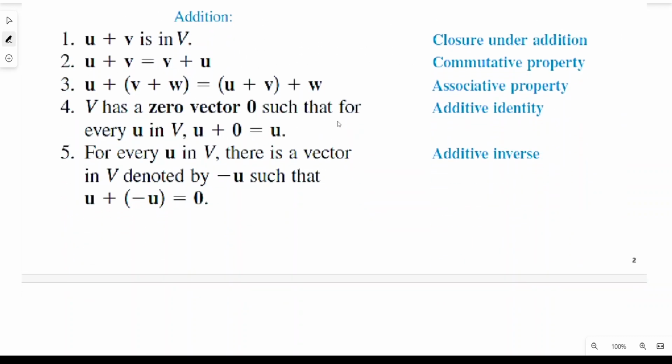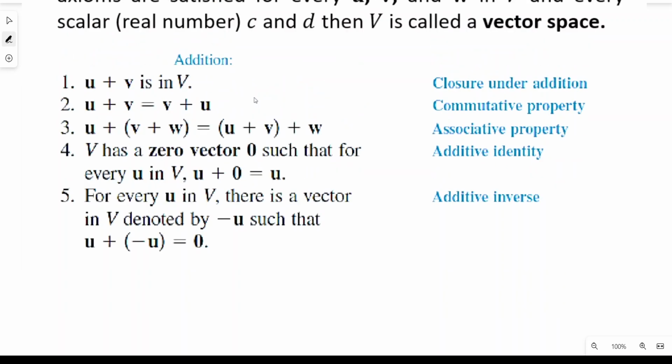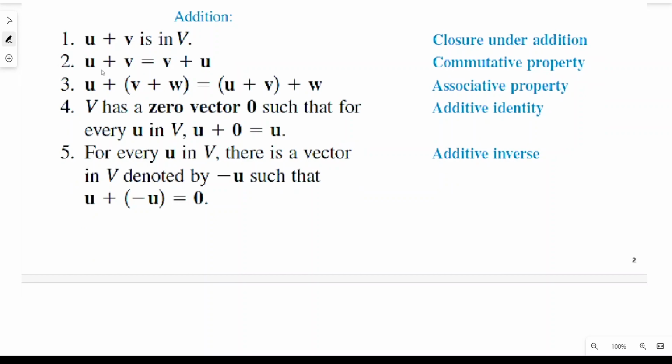The first five axioms are about the properties of addition. The first one is that the sum of two elements of V, U plus V, should also be an element of V. That is the closure of the set under addition. We also have the sum of U and V should be the same as the sum of V and U, which is the commutative property of addition. The sum of U with the sum of V and W should be the sum of U and V with W, which is the associative property of addition.